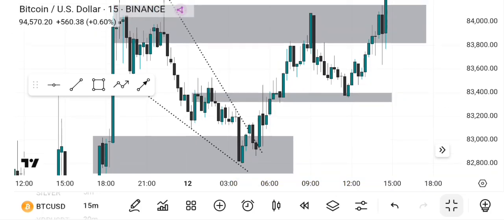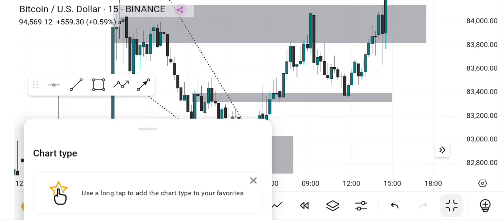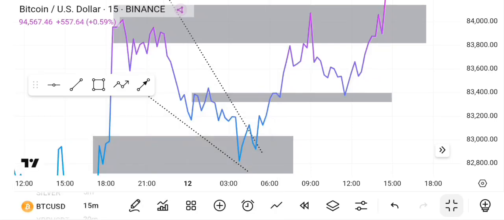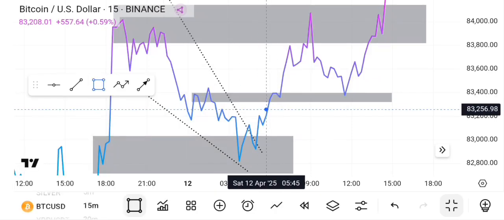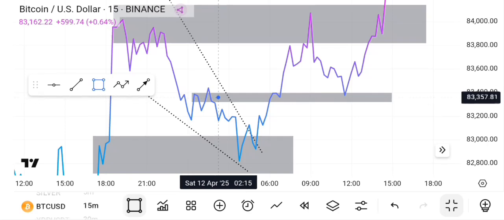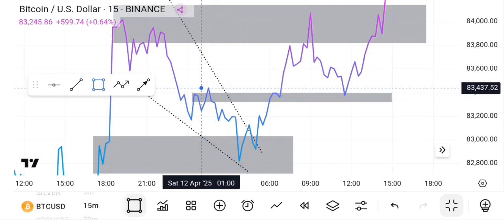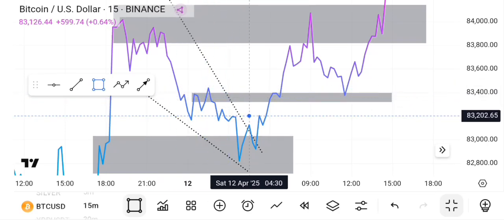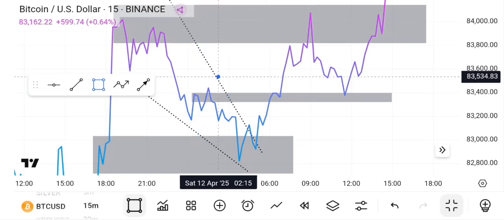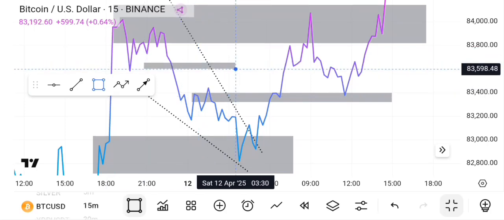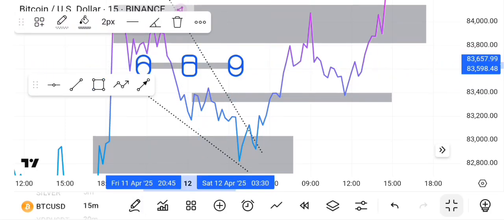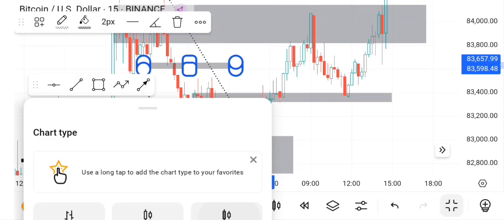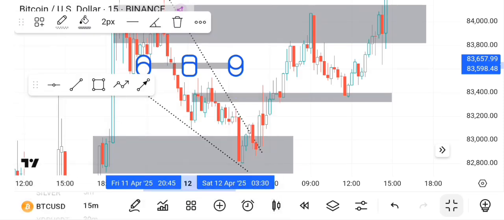Let me turn on the line chart. If I put on my line chart, you can see that this is not just like every supply and demand zone. It's a powerful one because of the support becoming resistance becoming support. So it's a very powerful zone for us to put our entry. And you know, you'd have to spend time with the chart. You'd have to work with the chart.